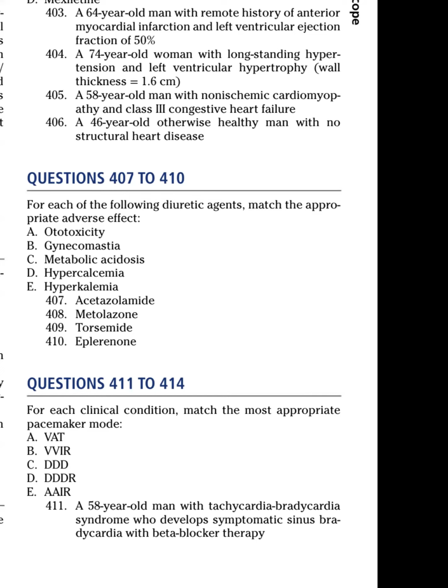Thank you. Please, what about 408? 408 metolazone. That's hypercalcemia. Hypercalcemia, but if you have hyperuricemia too, here is the correct option. Okay, thank you. So that is option D.